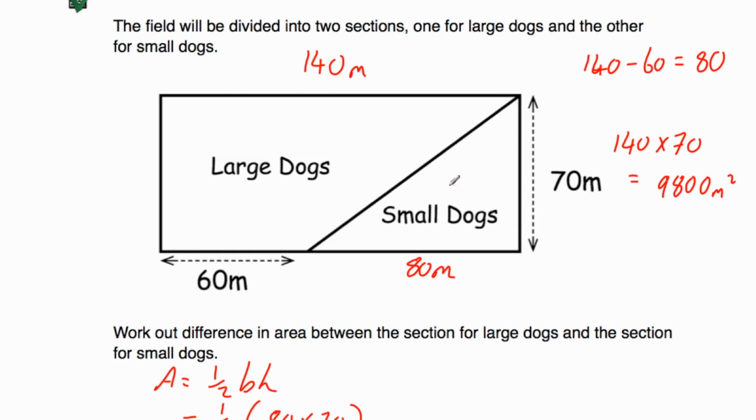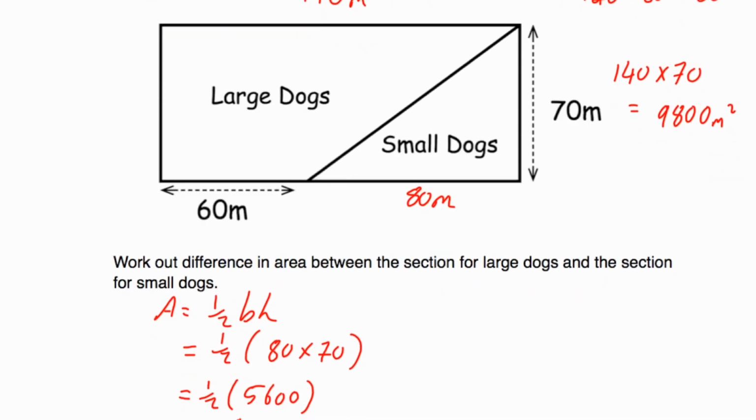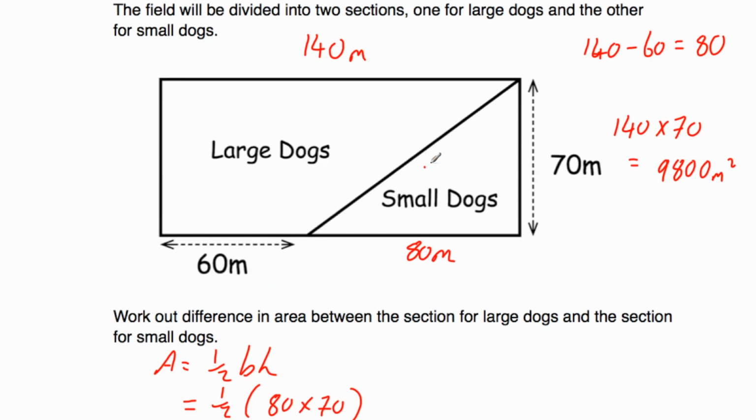We've got the area of the region for the small dogs, which was 2,800, so this is 2,800 square meters. If the whole thing adds up to 9,800 meters squared, that means the large dogs would have to be taking 2,800 away from 9,800, which would leave us with 7,000 meters squared. So the area for the large dogs is 7,000 square meters.